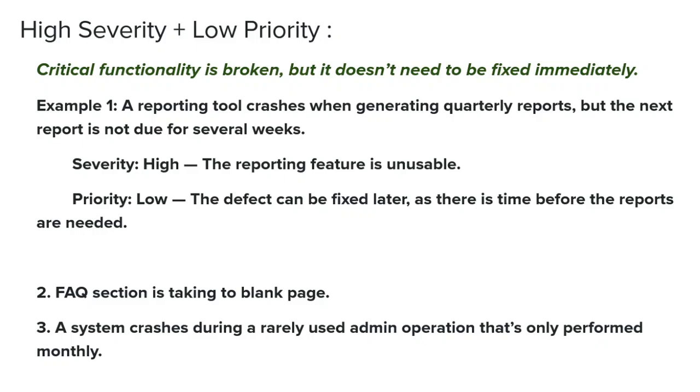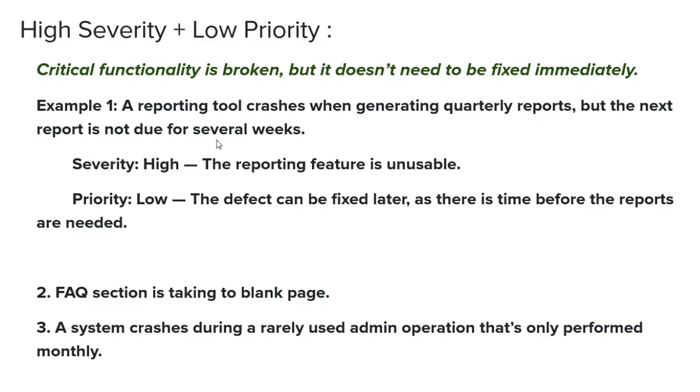Now let's see some examples of high severity but low priority. What are such issues? Whenever critical functionality is broken but it doesn't need to be fixed immediately. So there is a critical impact on the business workflow, but the urgency is not there. Fixing need not be an immediate fix. It should not be fixed immediately. So what are some such issues?